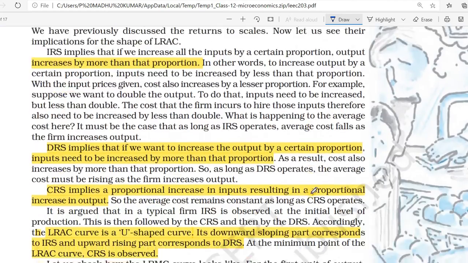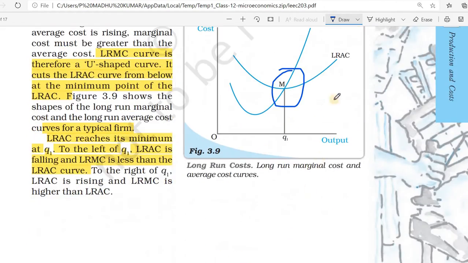The LRMC curve cuts the LRAC curve at the minimum point. We can see the minimum point in this diagram. This is the minimum point. At that point, the LRMC curve cuts the LRAC curve. It means LRAC reaches its minimum at the quantity Q1.